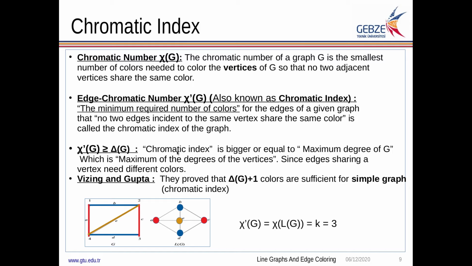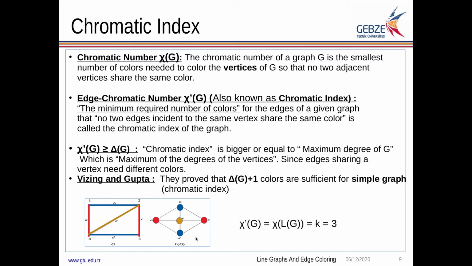and it is normal to expect that the chromatic index should be bigger than this, bigger or equal, because at least we will color these edges. So it should be bigger or equal. Then Vizing and Gupta proved that delta of G plus 1 colors are sufficient for the chromatic index of a simple graph. We will see it later. Also, we will see the proof later.